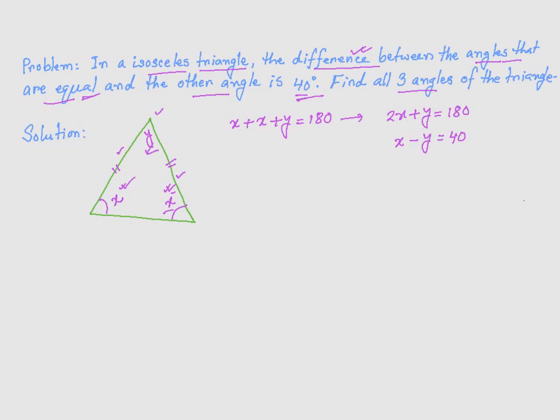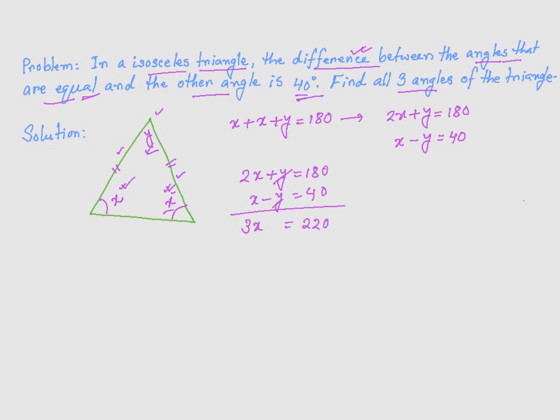I have two equations with two unknowns. I can easily solve for the unknown. So 2x plus y is 180, and then x minus y is equal to 40. I can add both of these equations. 2x plus x is 3x. Positive y, negative y is going to cancel. That's going to give me 220 on the right, 180 plus 40.